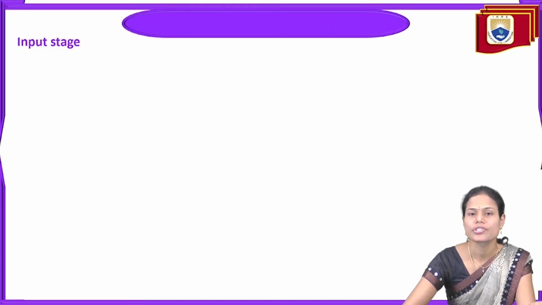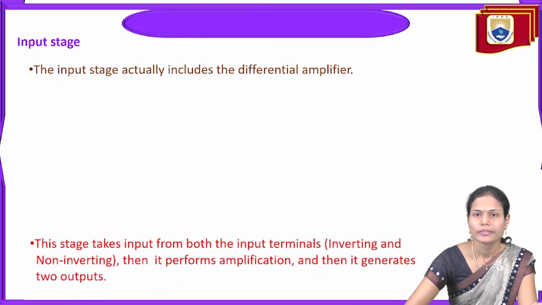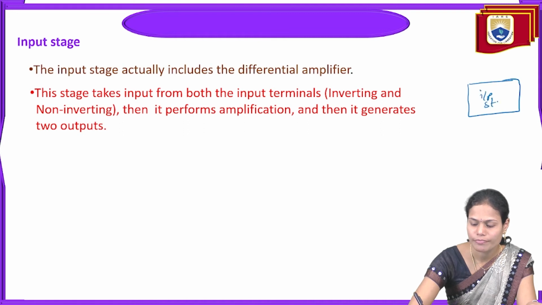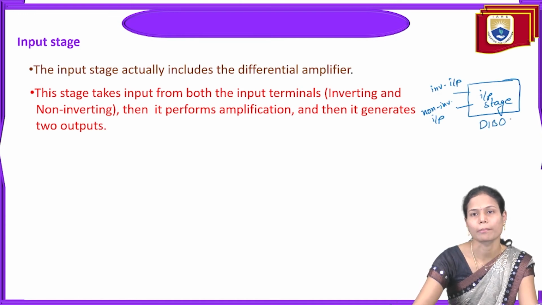So now we will see each and every stage of the operational amplifier. The input stage is the dual input balanced output differential amplifier. This stage takes the input from both input terminals, that is, from the inverting terminal as well as the non-inverting terminal. So this is the input stage: inverting input and non-inverting input. This is the dual input balanced output differential amplifier.